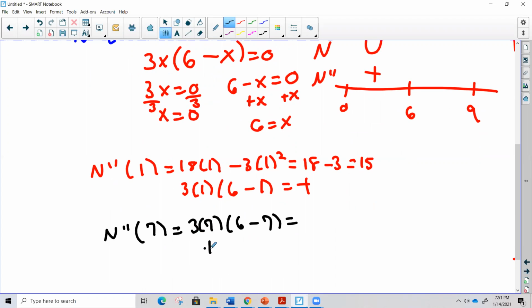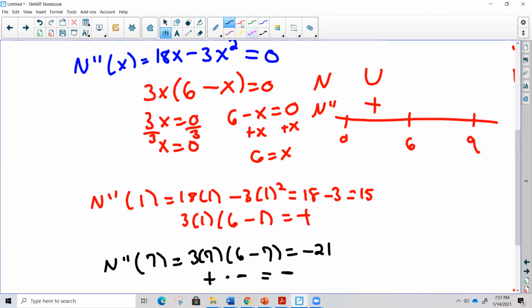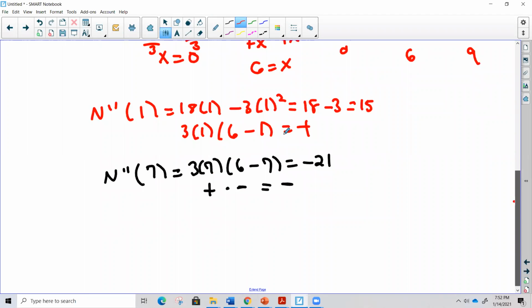But 3 times 7 is a positive, and then 6 minus 7 is a negative 1, so it's negative. And then a positive times a negative is a negative. Okay? And you're welcome to figure out that this is negative 21, but it really doesn't matter. All that matters is that you find the sign. So this is negative, which means this is concave down. I'll put zeros where the second derivative was 0. And so here is my point of inflection. And again, my second derivative has to change from positive to negative for it to be a point of diminishing return. Okay, so my point of diminishing return occurs at x equals 6.